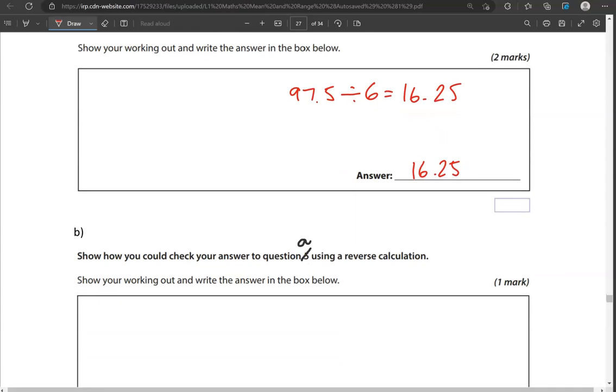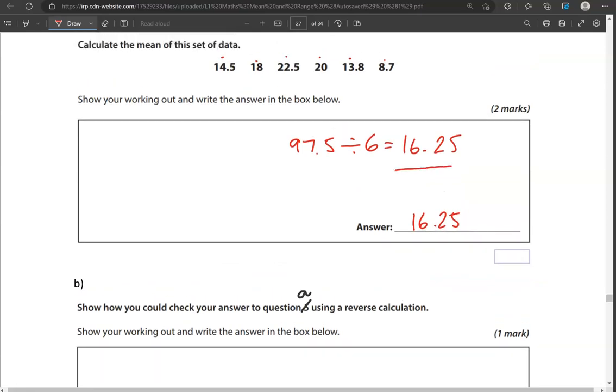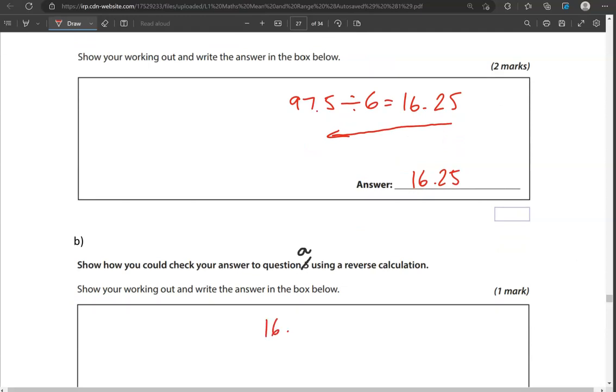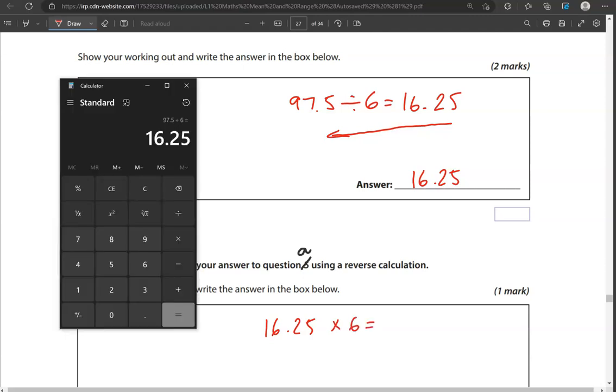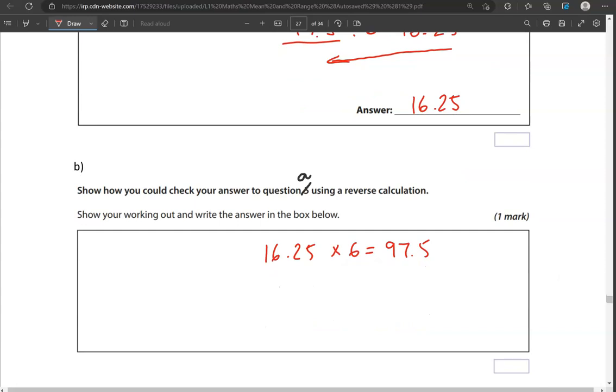Show how you could check your answer to question A using a reverse calculation. So I can go backwards, 16.25 times 6, which is 97.5. So that shows we've done the calculation correctly.